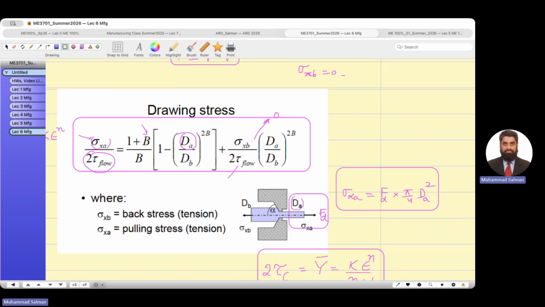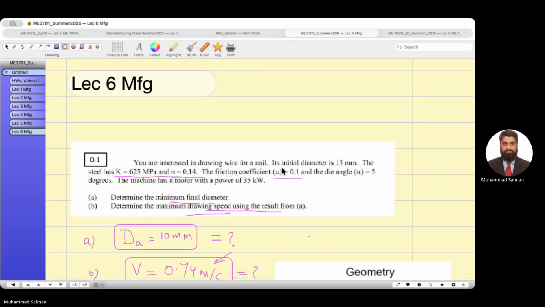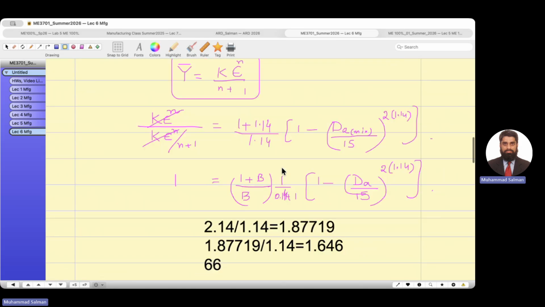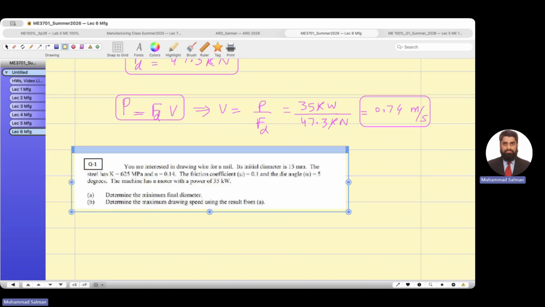Now let me show you our homework problem. The homework problem is here. The first question we already solved in our class. This homework is due tomorrow. You will do it at home with your own knowledge. I'm trying to explain to you in the classroom, but this is homework problem number 1. Let me go over to the next problem.